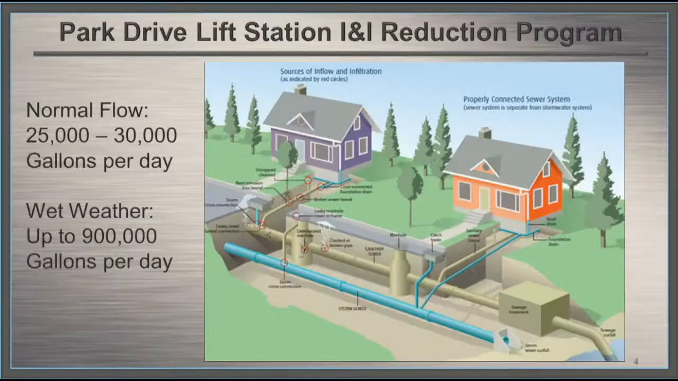This little schematic here shows you the orange house on the right is how things should be connected up. It shows the footing drains, and the sump pump goes directly to the sanitary. The purple house has all kinds of issues and can kind of show you a little bit what's going on. There's cracks in the pipe for infiltration, and then the footing drains, and it looks like the downspouts are connected to the sanitary system where they don't belong as well.